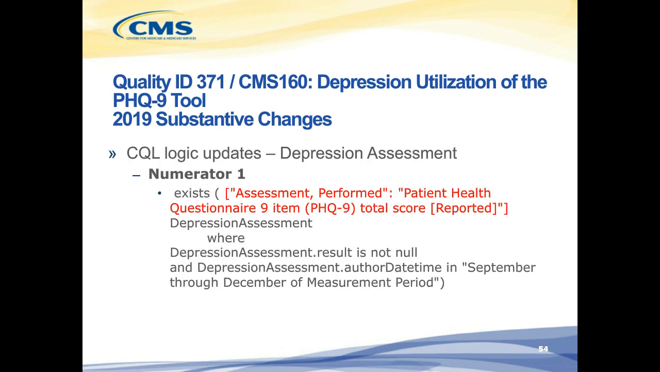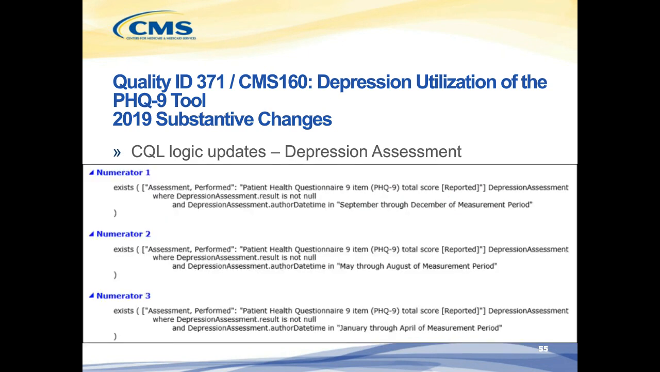Okay, now where do we find this in the logic? Here's an example of one of the numerators, and that looks at the existence of the total reported score for that PHQ-9M. And this is for the September through December measurement period. And again, since this measure has 3 different populations, I provided here an example that you'll see the PHQ-9 is going to be referenced in each of those 3 numerators for the 4-month period.